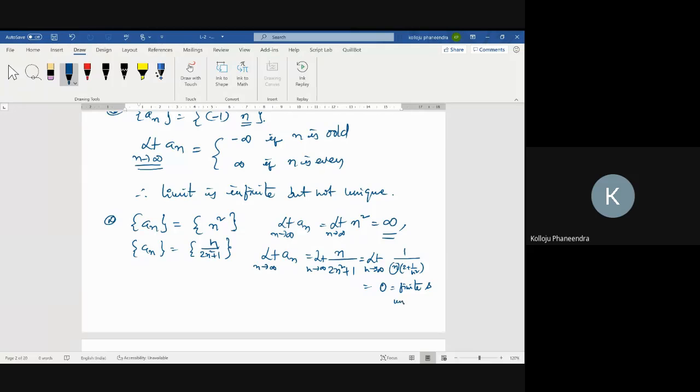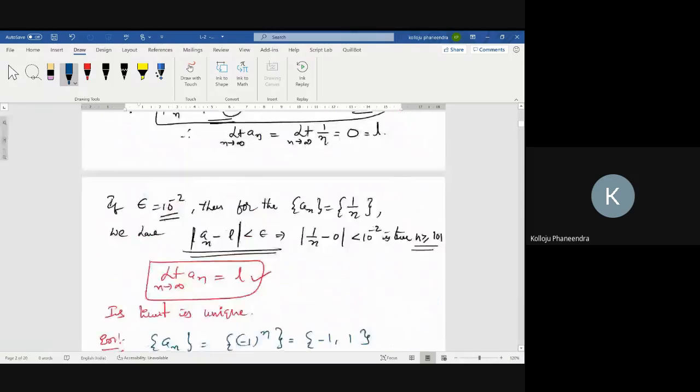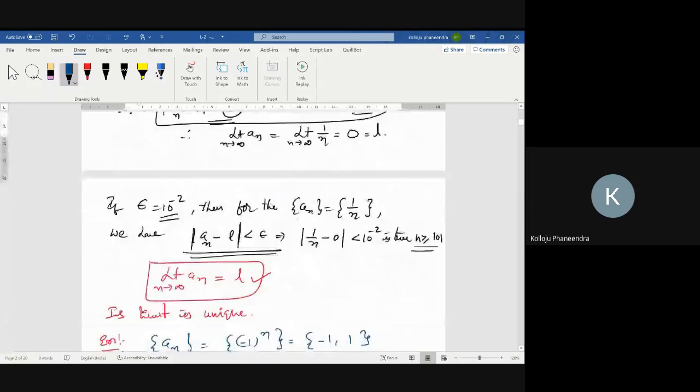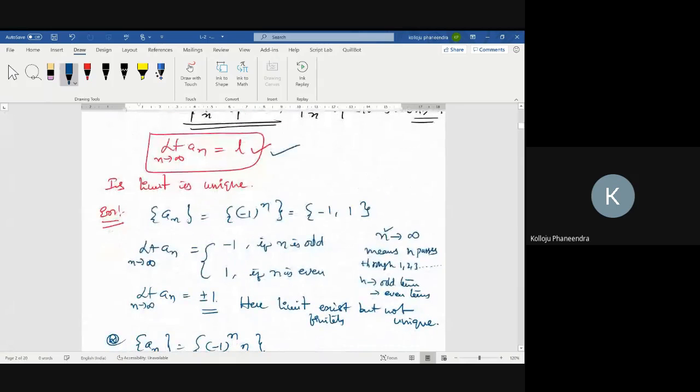Finite and unique. So the answer is: limit exists means the limit may exist finitely and uniquely. The limit may exist infinite, uniquely. The limit exists but not uniquely. The limit exists infinitely but not uniquely. These are the cases for the limit. Okay, this is the concept of limit, and you know how to evaluate this limit as n tends to infinity.